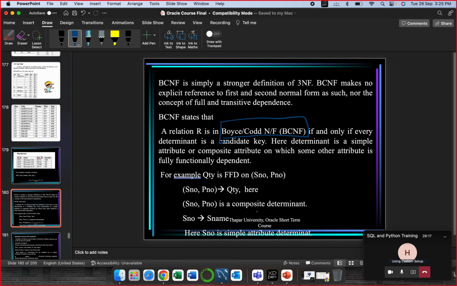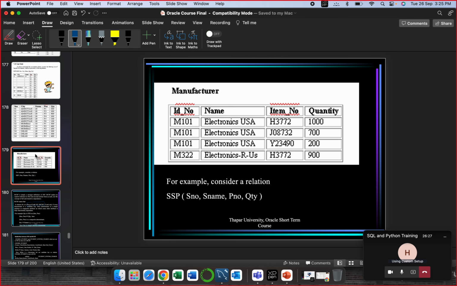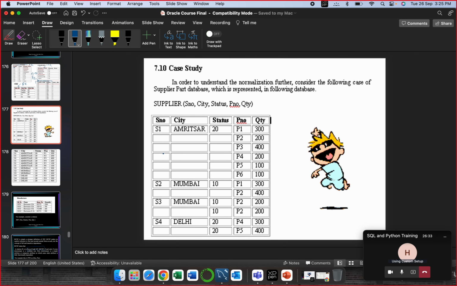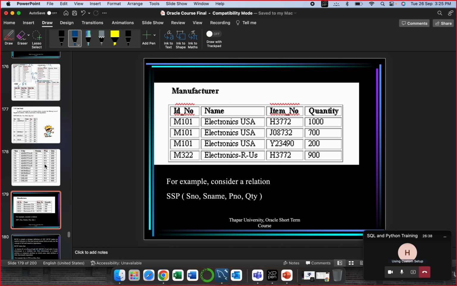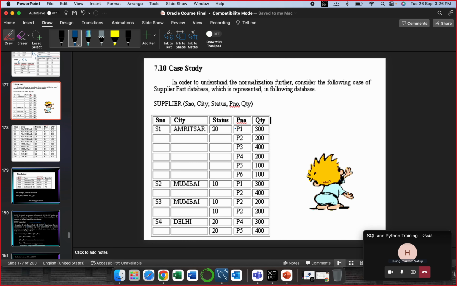Now serial number and product number is a composite determinant, but serial number also helps to determine the supplier name as well. Where is it? I guess a table is missing over here, a column is missing. So there should be a column over here mentioned as supplier name, S name. So let's say there is another column, S name.